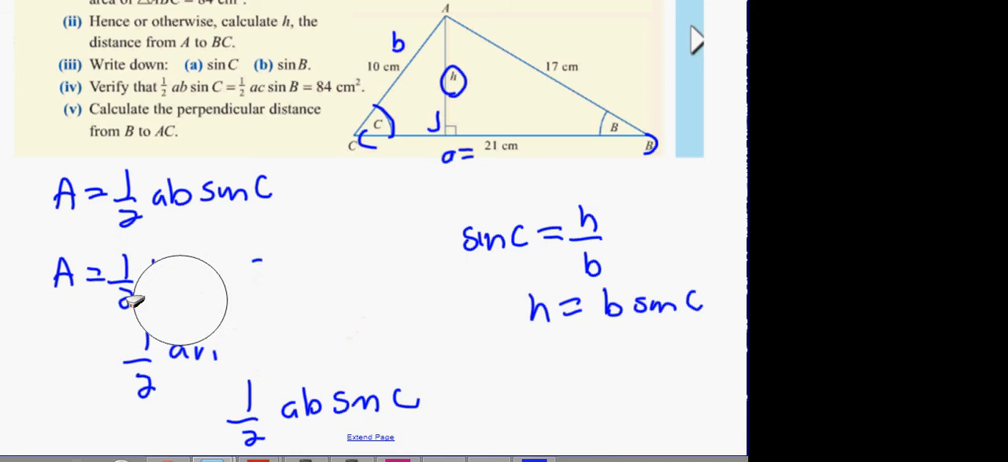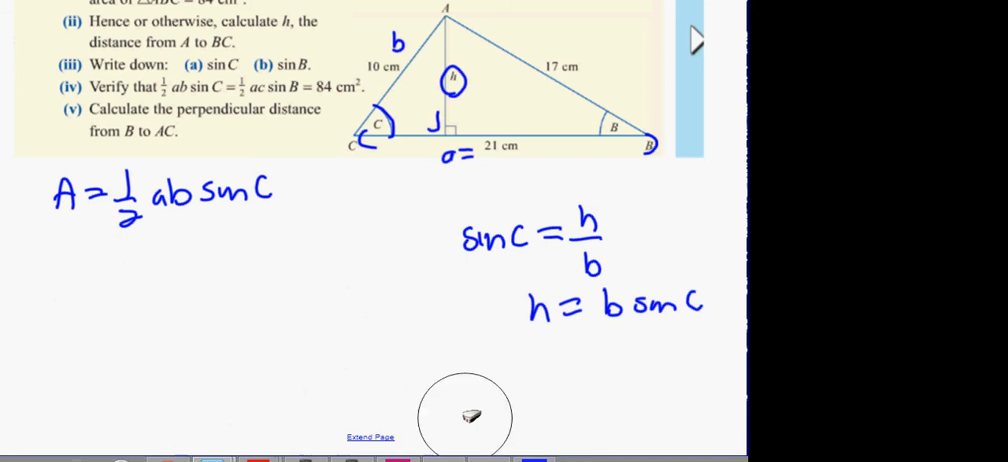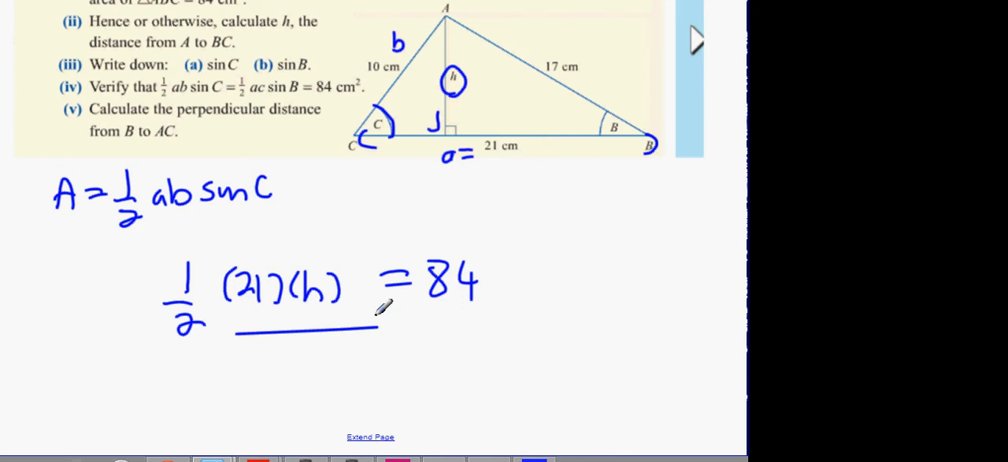Now guys, regards doing the second part, all we have to do is this. We say a half base by height, a half 21 times h is 84, which it has to be. Multiply the 2 over the other side and we get 21h equals 168. Okay, and then h therefore equals 8 centimeters. Okay, so that is that part done there.